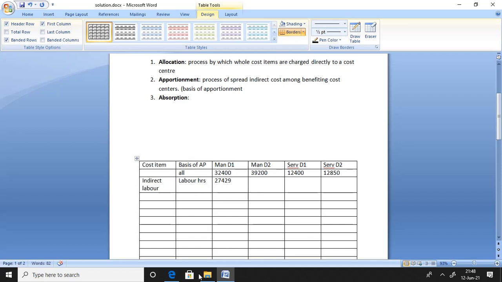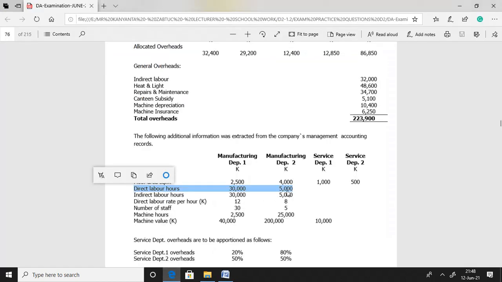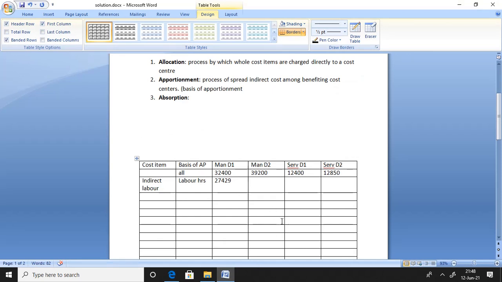Then the other one is the 5,000. So you say 5,000 divided by the total 35,000 multiplied by 32,000. So 5,000 over 35 multiplied by 32,000, you should have 4,571. The total of those two figures should give us 32,000.